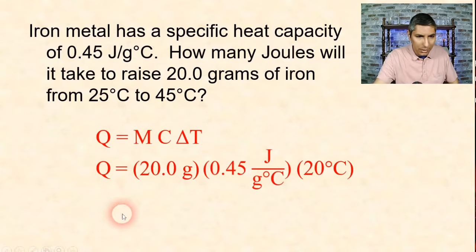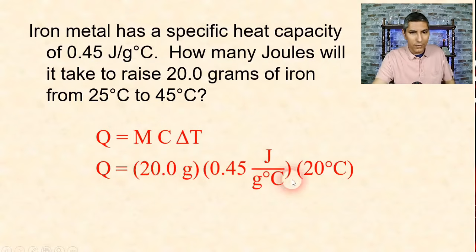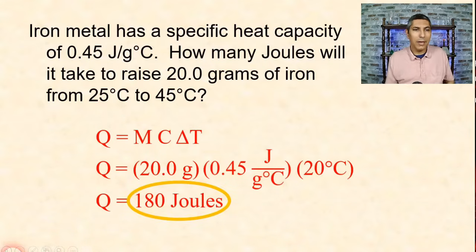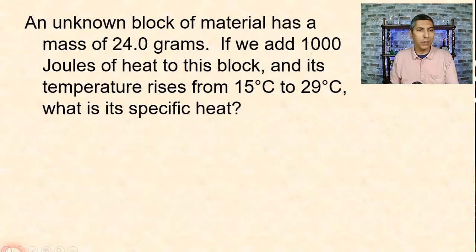So on your calculator, if you take 20.0 times 0.45 times 20, we find that the answer is about 180 joules. And so we're talking about a transfer of 180 joules in this problem. And that's all you have to do, just plug and chug using Q equals MC delta T. Now, let's try another example.